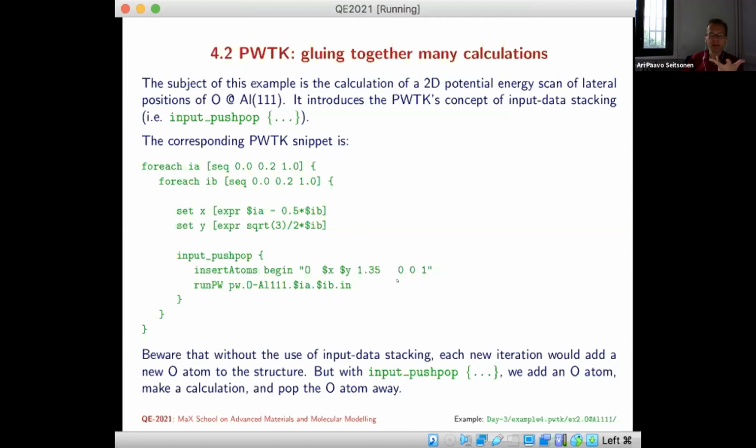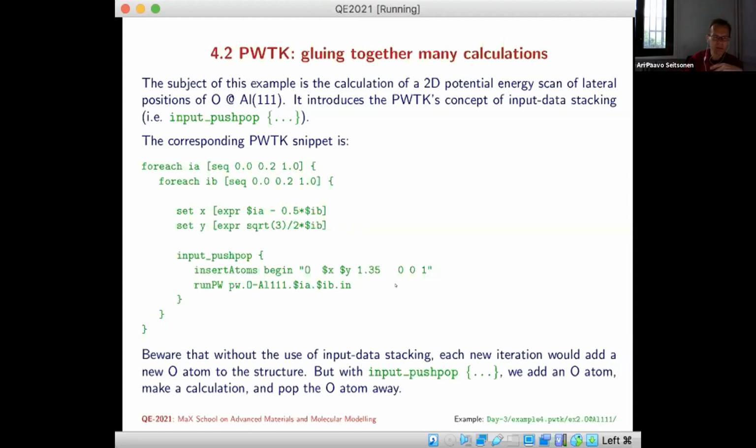If you specify one of them, I think you have to specify all three of them. And they can be only 0 or 1. Again, 0 means it's fixed, and 1 means that this coordinate is relaxed. Here we wanted to keep the position laterally fixed for each of these positions in the 2D scan of the potential surface, but we want to relax its height.